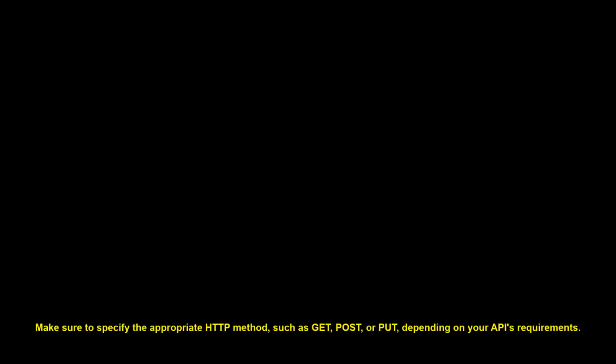After coding the JWT, the next step is to send it to the API gateway. Craft an HTTP request, including the JWT in the authorization header, formatted as a bearer token. Make sure to specify the appropriate HTTP method, such as GET, POST, or PUT, depending on your API's requirements. Send the request from your VPS to the API gateway endpoint. Monitor the response to verify if the authentication was successful.